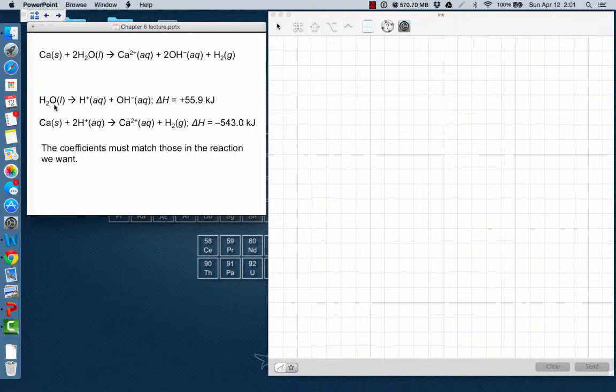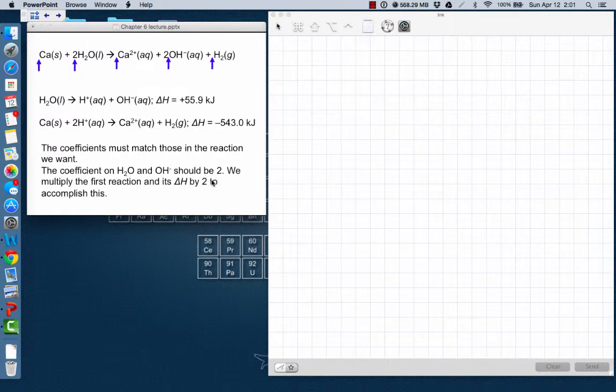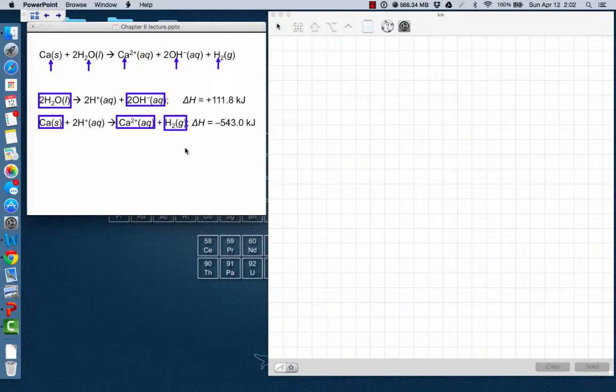Except, again, we only have one water here, and we need 2. And we only have one OH here, and we need 2. So we're going to have to multiply this whole reaction by 2. Okay? So let's multiply the first reaction by 2 to accomplish this. And we did. Okay, so now we have 2 waters yields 2 H+ and 2 OH-, and we multiplied it by 2, so now we have positive 111.8 kilojoules.